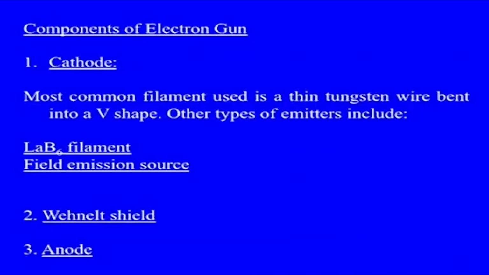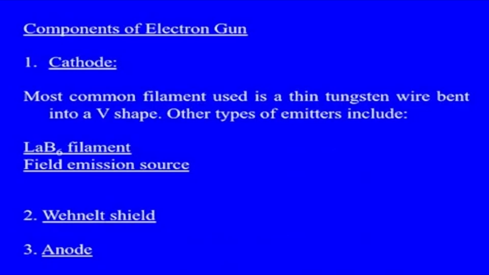Now, there is another component which needs a mention here, that is called the Wehnelt shield. The Wehnelt shield is positioned between cathode and anode and is held at a potential difference of 100 to 200 volts negative to the cathode. Remember, it is negative to the cathode. Its function is to create an intense cloud of electrons in a very small aperture, and you can say it serves as an electron source.